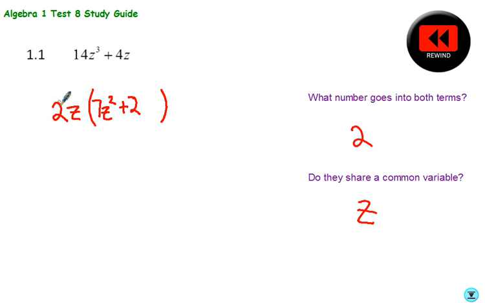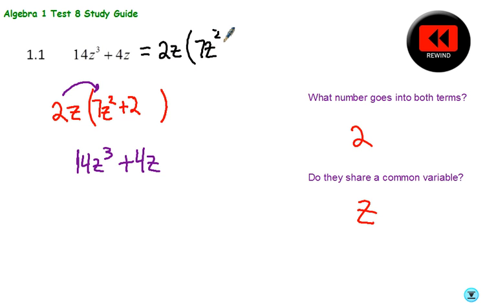And again, I can check, because if I multiplied, let me distribute. You don't have to show this here, but I just want you to see what's happening. If I distribute, I get 14z cubed, and then 2z times 2, I get 4z. So you see, I get the same thing that I started with, so that's that idea of reversing. So our answer there would be 2z times 7z squared plus 2.